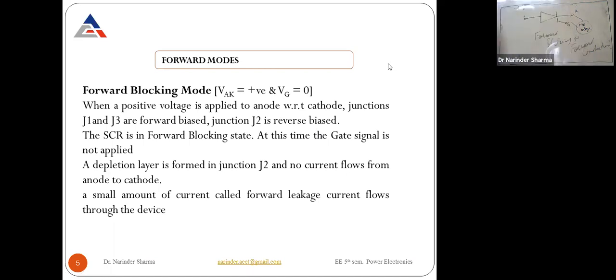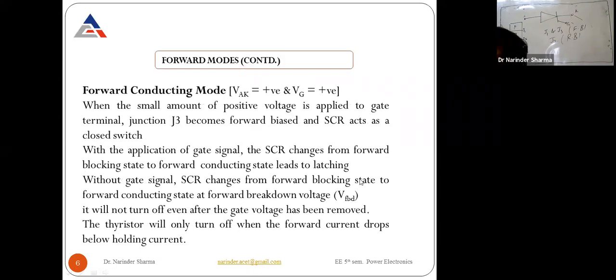You can see J1, J2, J3. J1 and J3 are forward biased, and J2 is reverse biased. A depletion layer will be formed in this region. A small amount of current flows at that time, which is said to be the forward leakage current.